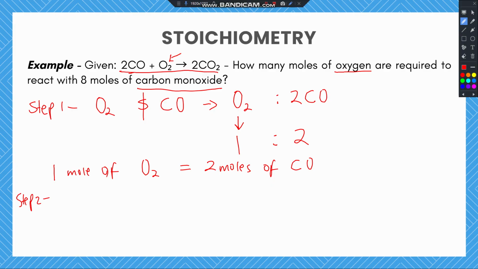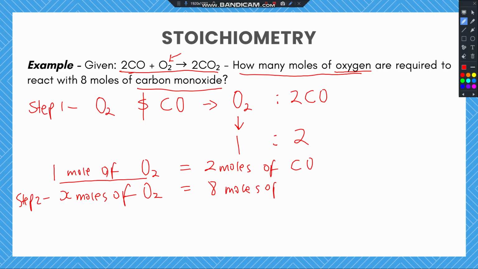The question says, how many moles of oxygen? So under this place where I wrote 1 mole of oxygen, I'll now write X moles of oxygen will react with 8 moles of carbon monoxide, CO.